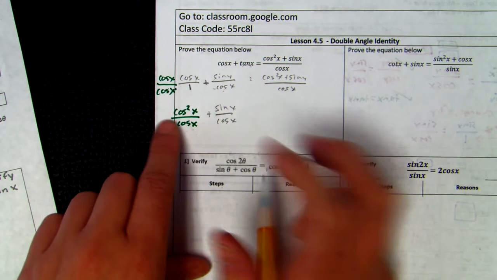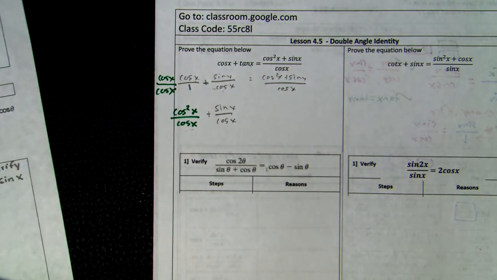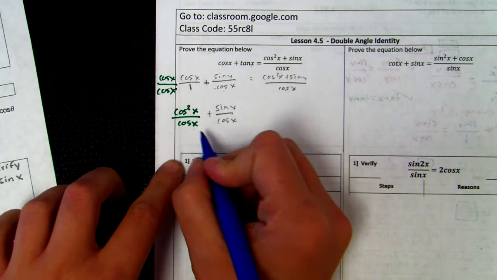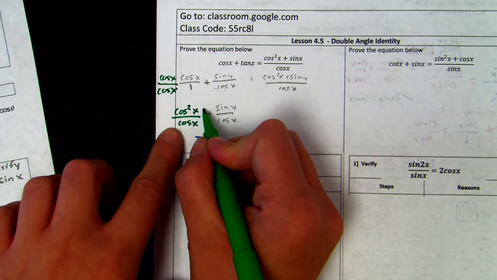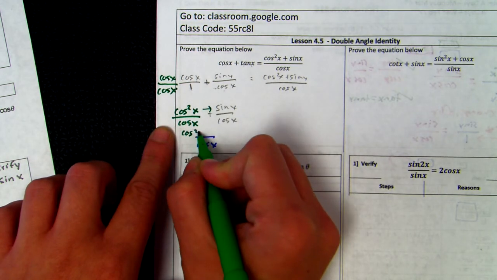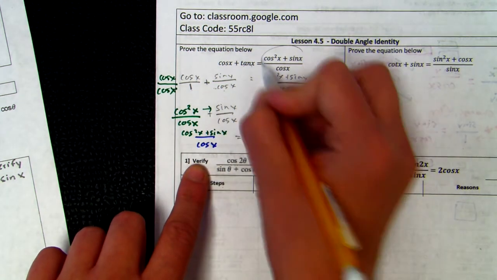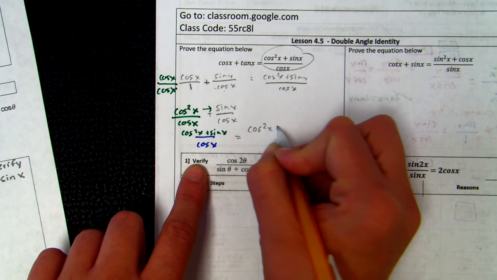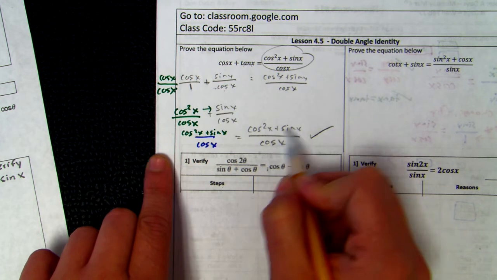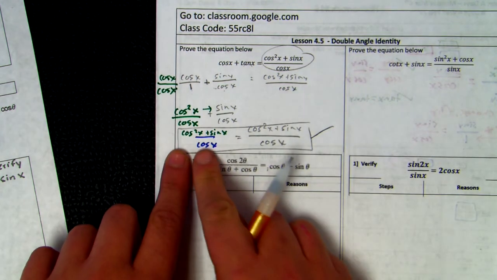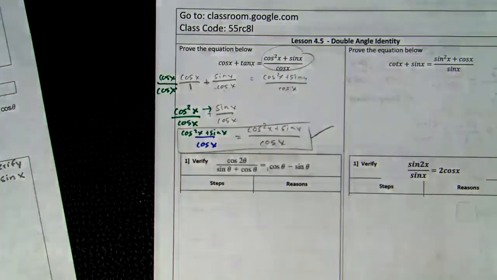Now that our denominators are the same, we can combine these. When we combine them, we write it as a single denominator. So my denominator that I got the same, one denominator. And then I add the numerators, cosine squared x plus sine of x. And that now matches exactly the other side of my equation, cosine squared x plus sine x all over cosine x. So I have verified this to be true because the left-hand side looks exactly like the right-hand side. The tricky part about this one is making sure you get that common denominator.